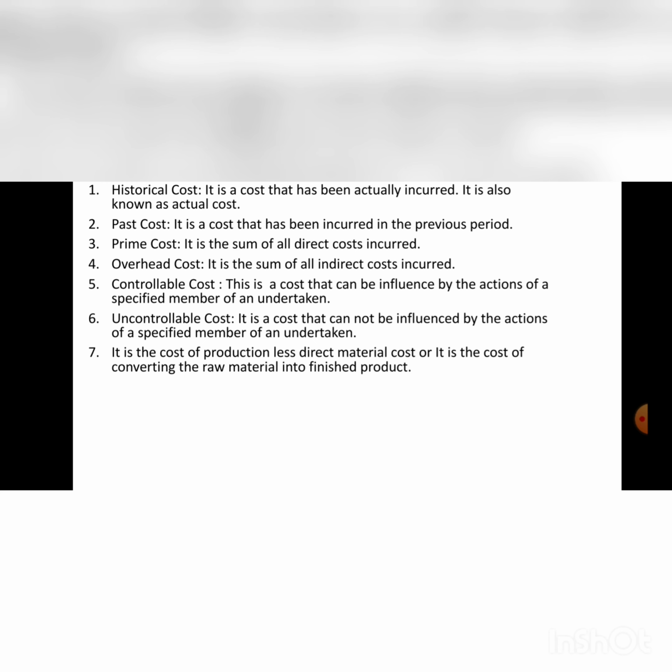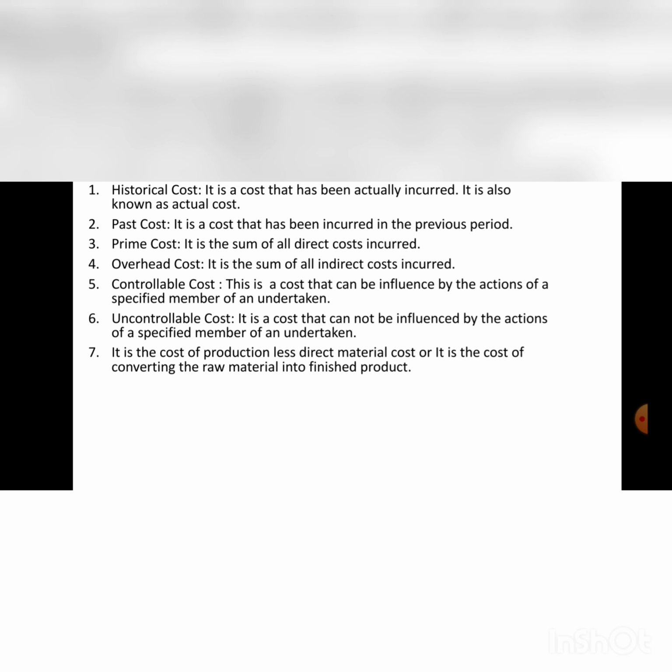So you go to the fifth one, controllable cost. Controllable cost is a cost that can be influenced by the actions of a specified member of an undertaking. The sixth one, uncontrollable cost. It is a cost that cannot be influenced by the actions of a specified member of an undertaking, and it is referred to as uncontrollable cost.